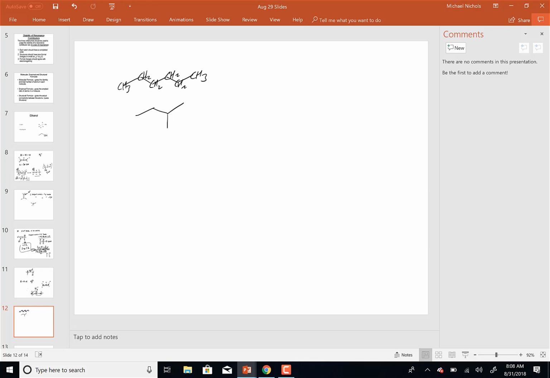So between these two, the strongest intermolecular force is dipole. Now, which one of these two has the higher boiling point? Number 1 or number 2? Let's do this: 1, 2, 3. Okay. Anybody go for 2? Why does number 1 have the higher boiling point?